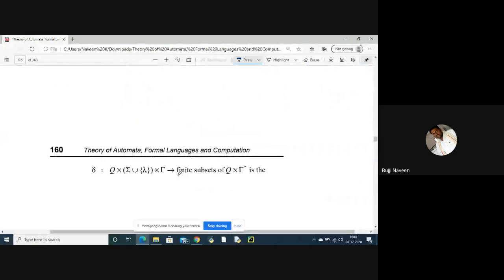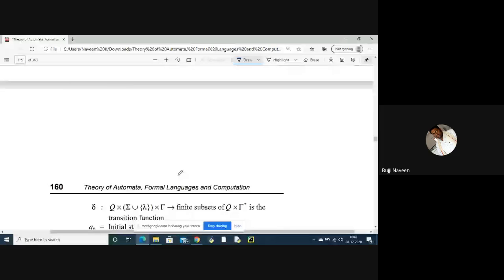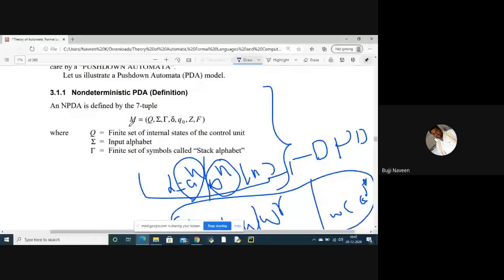So it consists of a 7-tuple machine where Q, Σ, δ, Γ, q0, Z, F, where Z is the stack alphabet.